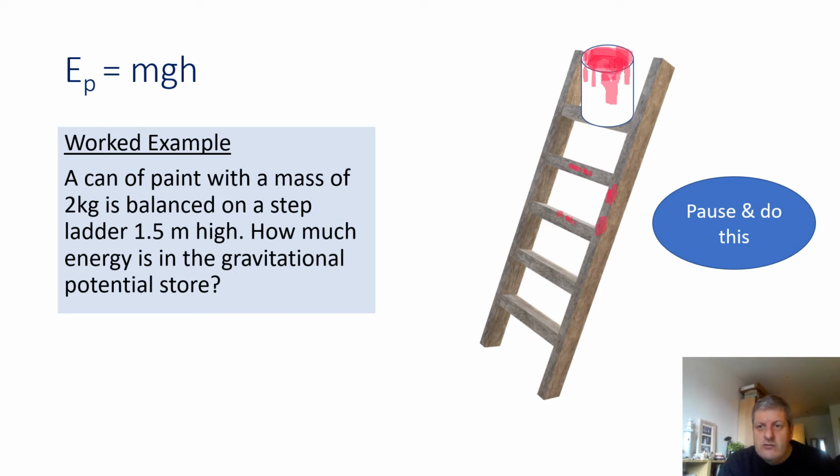So here's one for you to try. Calculate the energy in the gravitational store when you have a 2 kilogram can of paint at a height of 1.5 meters above the ground. I'd like you to pause the video and have a go at this. Show each step of your working clearly and make sure you get the correct units in your answer.